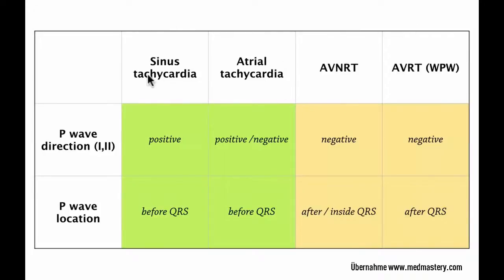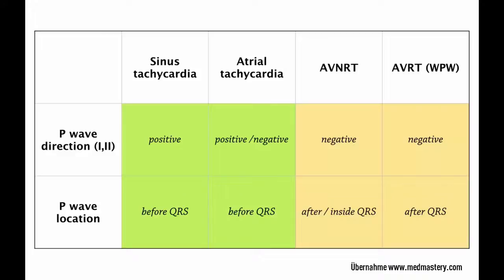So in sinus tachycardia and atrial tachycardia, P waves always come before the QRS complex. So that's what they have in common. In sinus tachycardia, the P waves are always positive in leads 1 and 2. In atrial tachycardia, on the other hand, P waves can be positive or negative in those leads. However, as we've learned, most of the time these P waves are positive in leads 1 and 2.